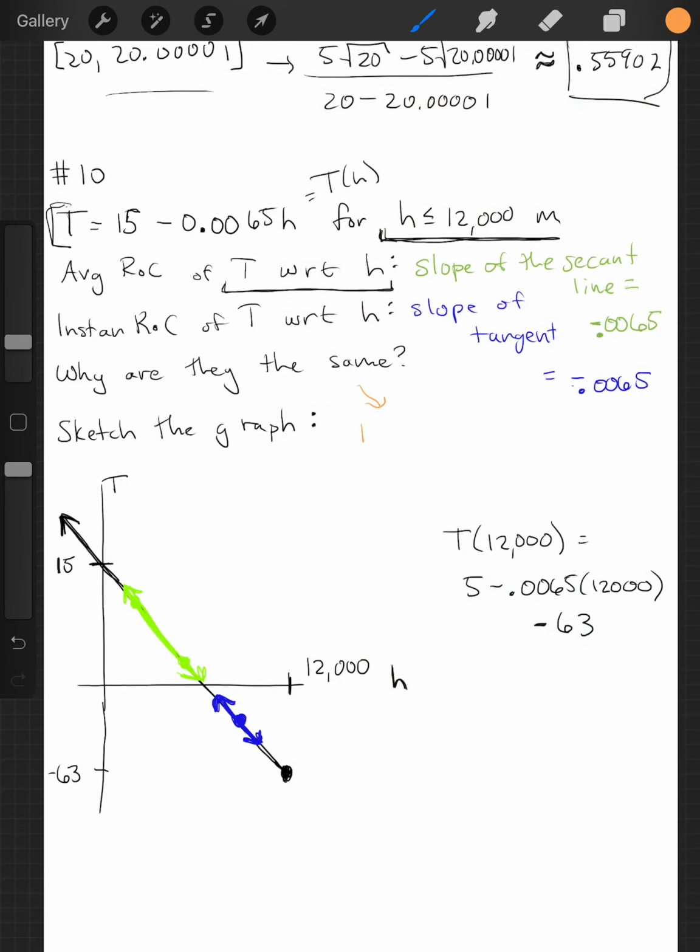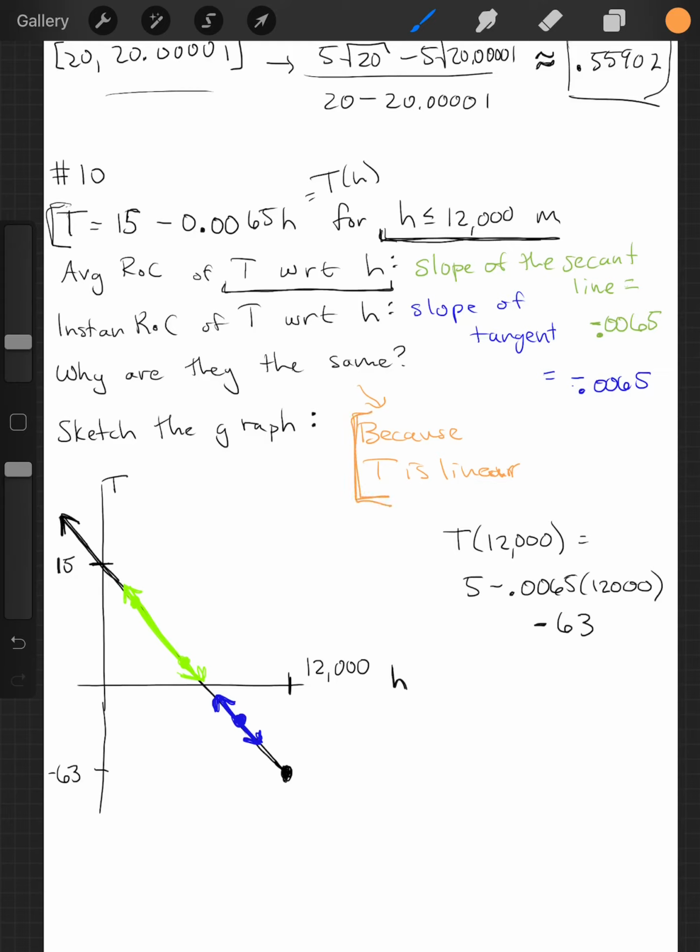So what I would say is the answer to why are they the same is because t is linear, right? That's one of the rules that we learned in this section: linear functions have an average rate of change between any 2 points that's the same as the instantaneous rate of change at any 1 point, right? Because instantaneous rates have 1 point. So the average rate of change at any 2 points is the same as the instantaneous rate of change at any 1 point, which is the same as the slope of the function, right?